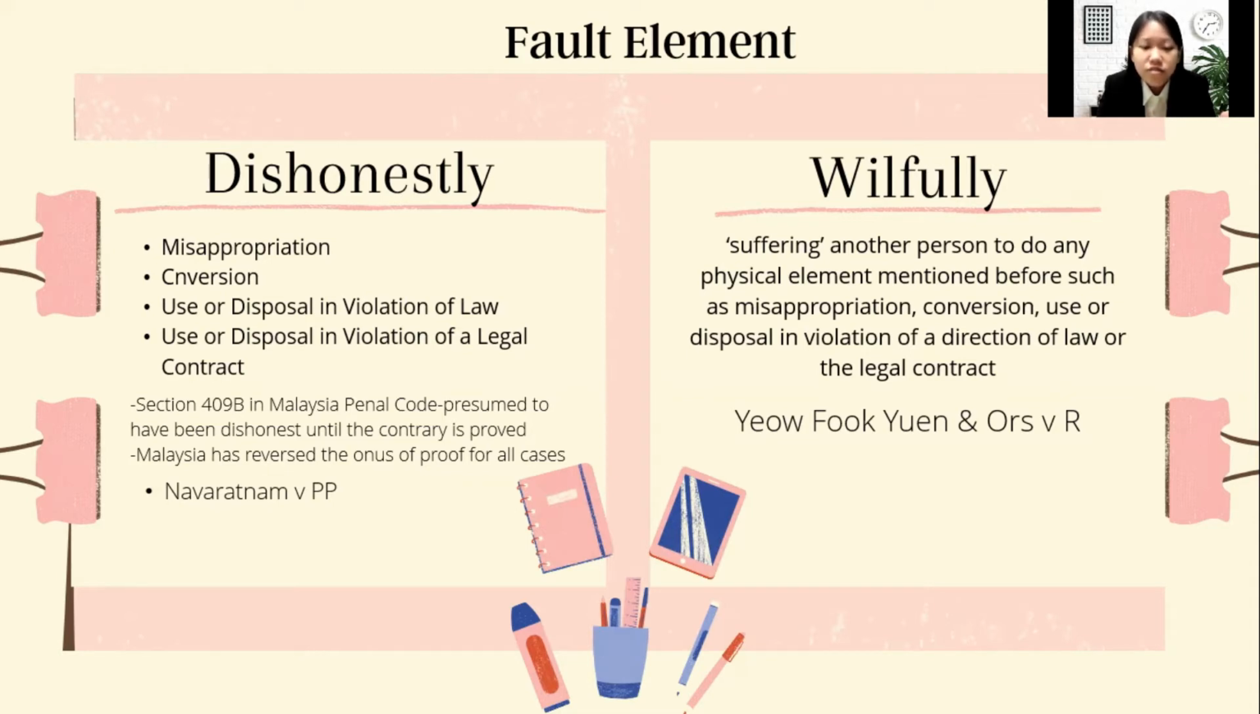The fourth element, for suffering another person to do any physical element mentioned before, is willfully. In the case of Yong Fu Yuan versus R, the first accused was charged with willfully suffering the second accused to dishonestly misappropriate some of the money from the union fund. The second accused was charged with CBT.